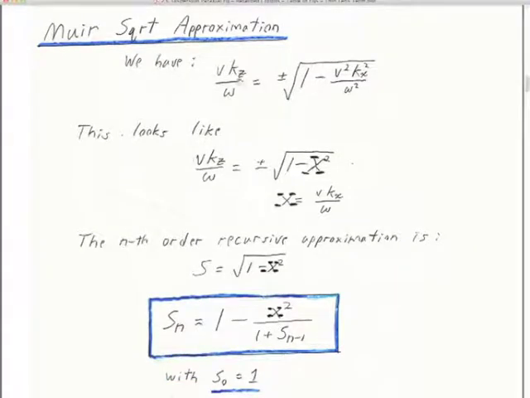So what we're trying to approximate is this radical, v kz over omega is equal to plus or minus the square root of the quantity 1 minus v squared kx squared over omega squared. Now, this looks like this: v kz over omega is equal to plus or minus the square root of the quantity 1 minus capital X squared, and capital X is equal to v kx over omega.